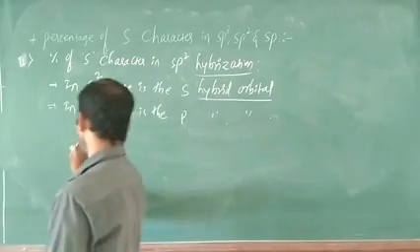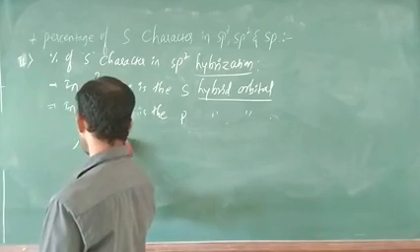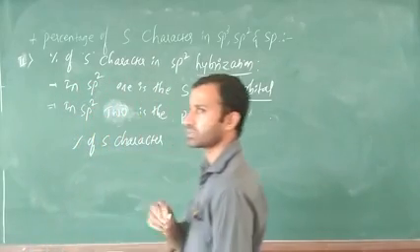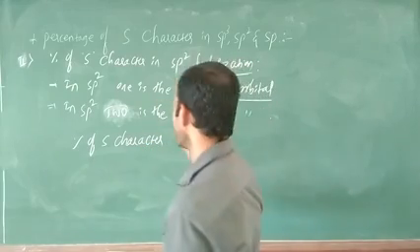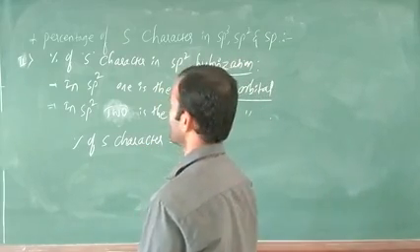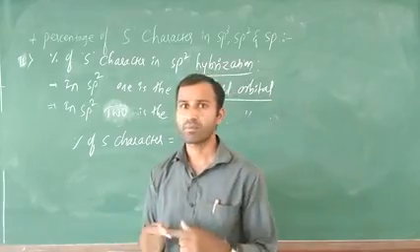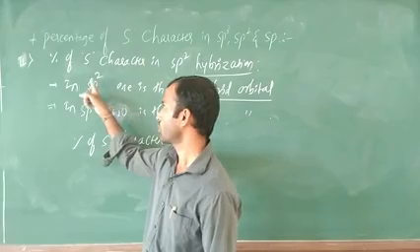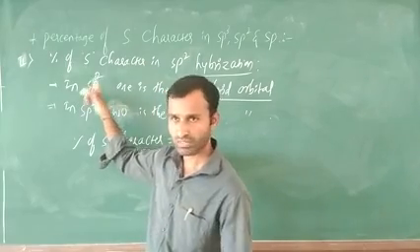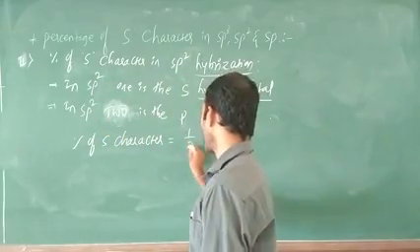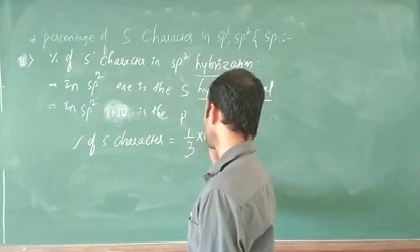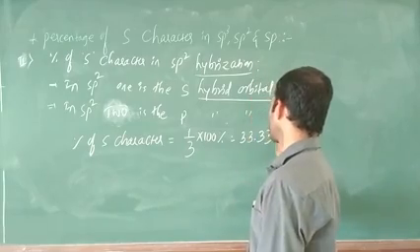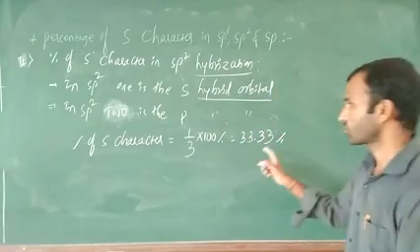Percentage of s character for sp2 hybridization. In this case, how do we count the total number of hybrid orbitals? Here 2 plus 1 is 3. That is why 1 divided by 3 into 100 percentage, you are going to get 33.33%.